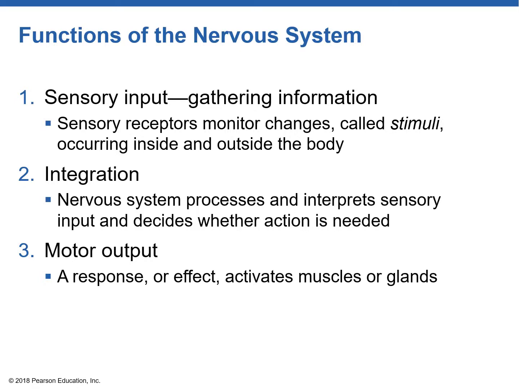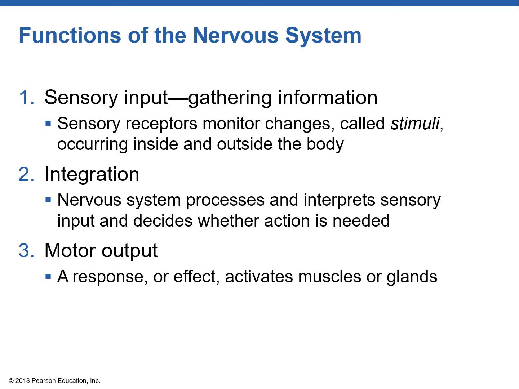So these receptors are what monitor changes. Those are called stimuli that are occurring both inside and outside the body. So for example, a type of stimulus that might occur inside the body would be pain from, say, lack of blood flow to an organ. A stimulus that's occurring outside the body, that could be anything from a smell to something that you're seeing to a sound. So a stimulus can just be anything that our body can detect. And again, that's going to be the sensory input function.